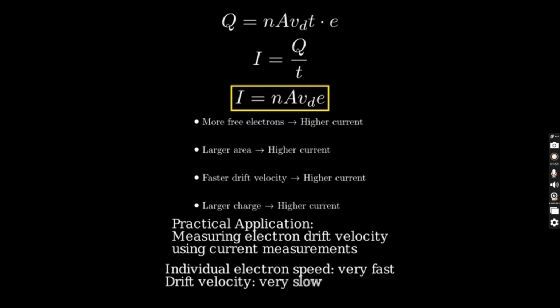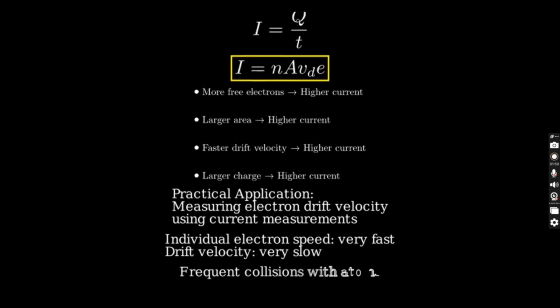Remember, while individual electrons move quite fast randomly, the drift velocity is typically very small, on the order of millimeters per second. This is because electrons frequently collide with the atoms in the conductor, resulting in this slow net movement despite their high individual speeds.